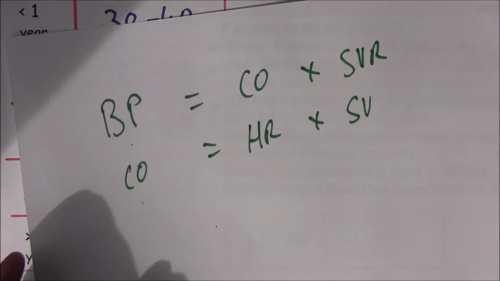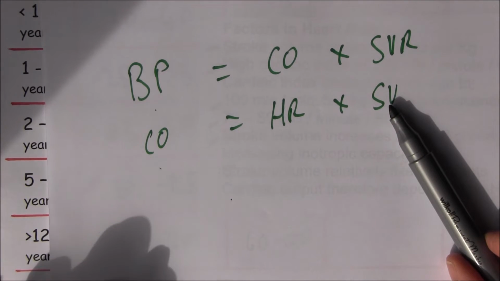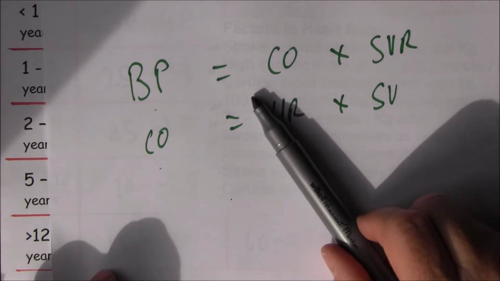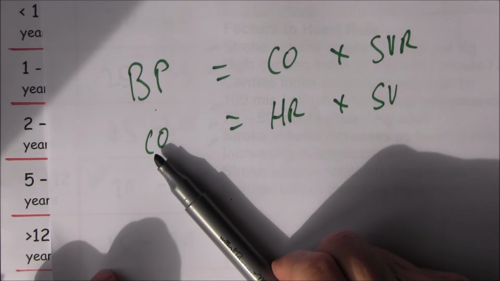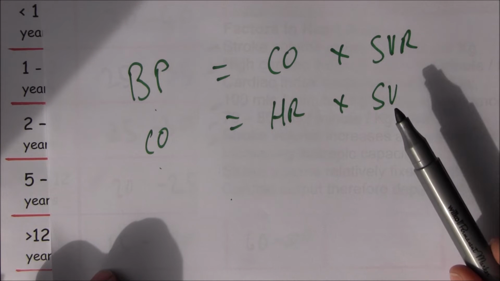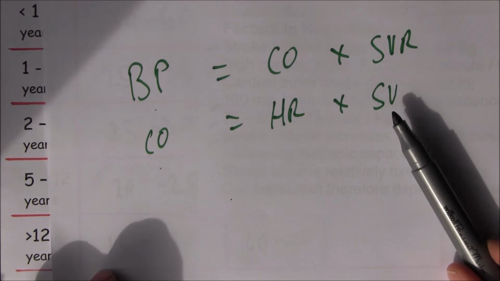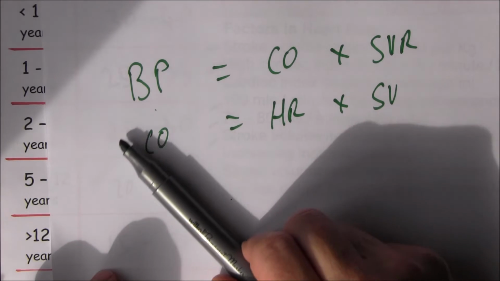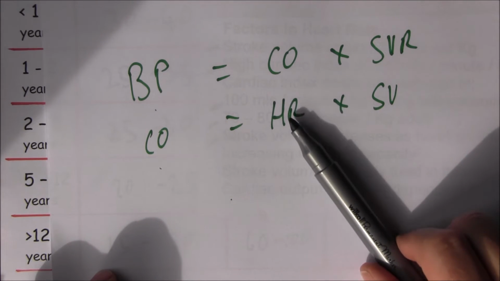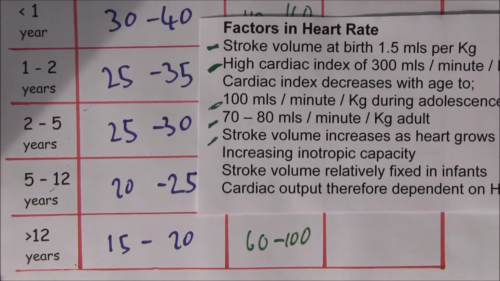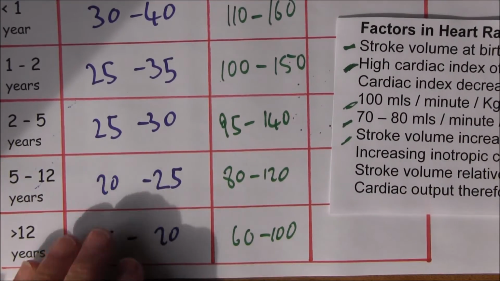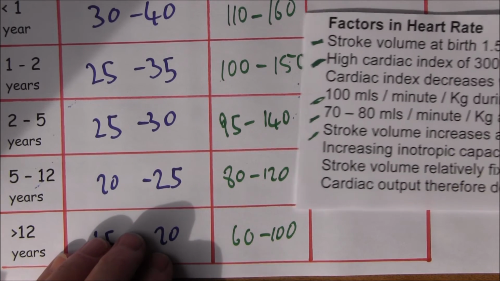And if the stroke volume increases, that means for a particular cardiac output, we require a lower heart rate, because more of the cardiac output is generated per cardiac contraction because of the increased stroke volume. So as the heart enlarges, stroke volume increases, cardiac output can be maintained, but the heart rate doesn't need to be as fast. And again, this is what we see. We see the reduction in the heart rate with increasing age of the child.